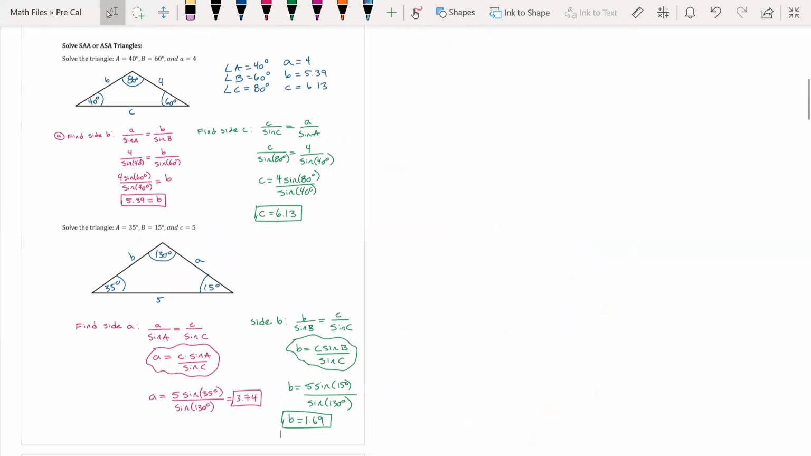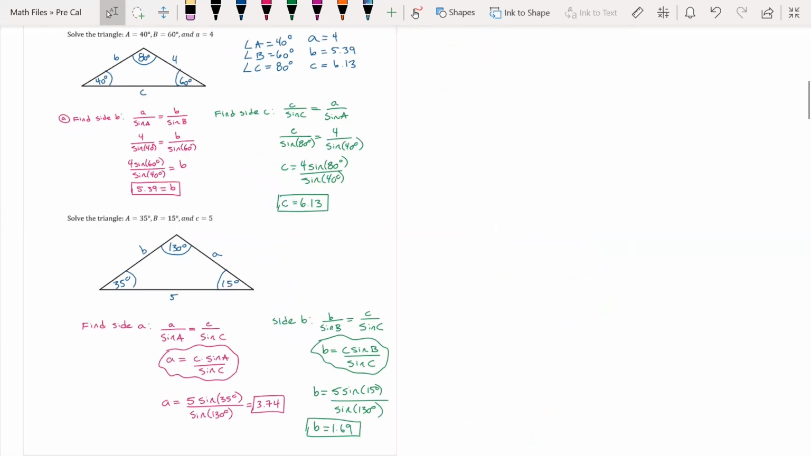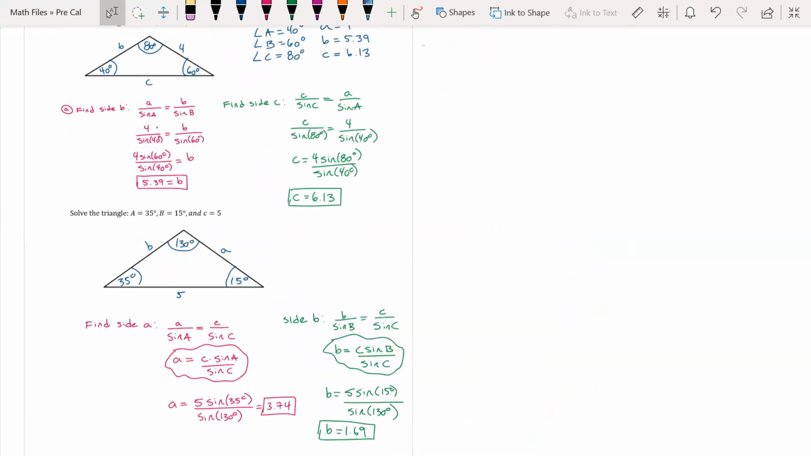So those are the easy cases. Side angle angle, or angle side angle. Any questions on this page? Why can't everything be this easy? Oh, it's about to get worse. 3.74, 1.69, and 5. Cool. All right.